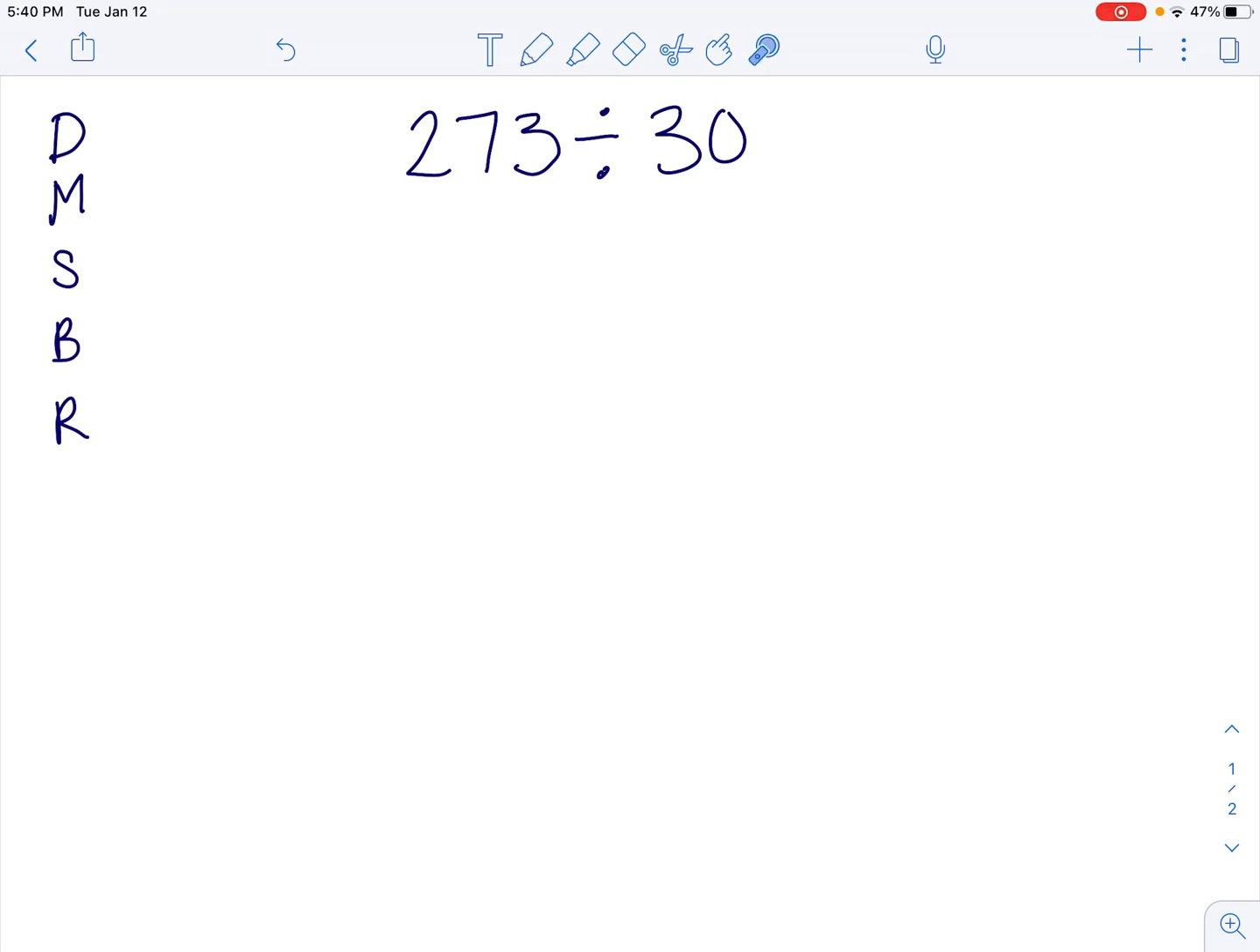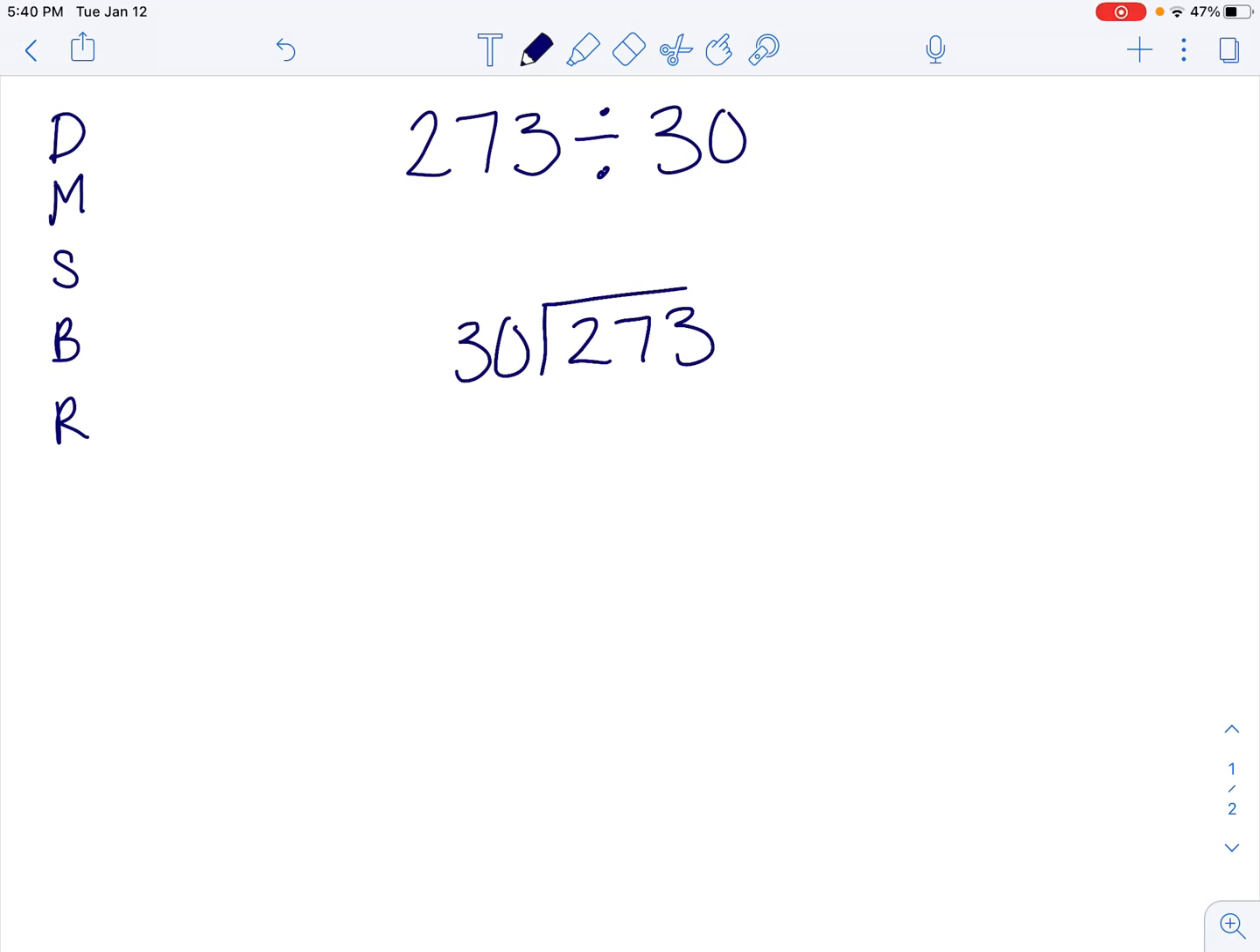The number that comes first in a division sentence or division expression is called our dividend, and that goes inside the division house or the den. The next number in the division expression is called our divisor, and our divisor goes outside of the house.